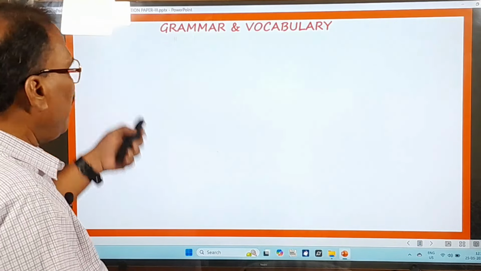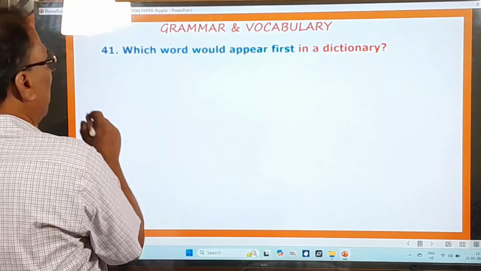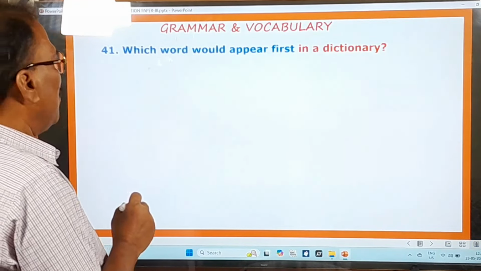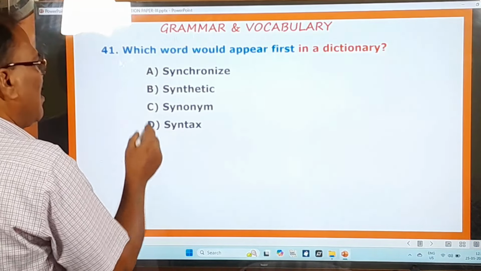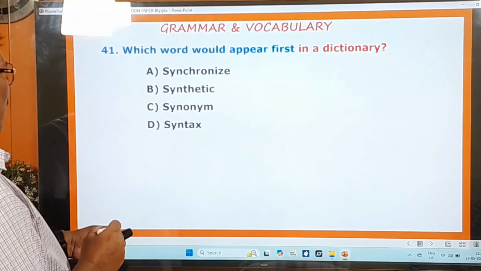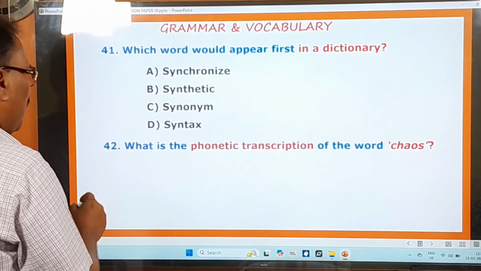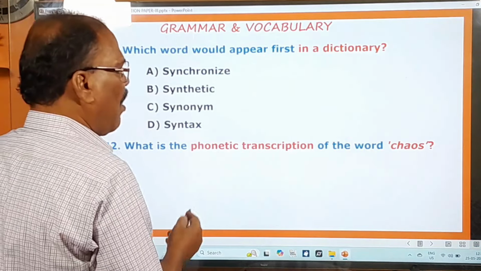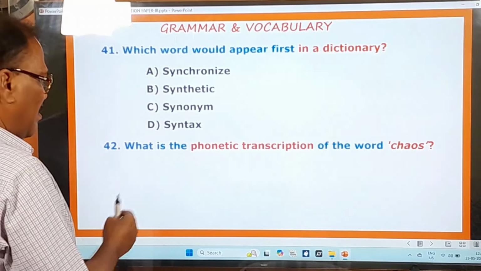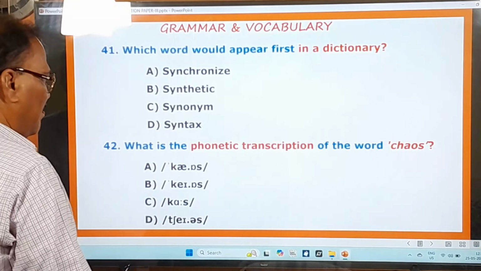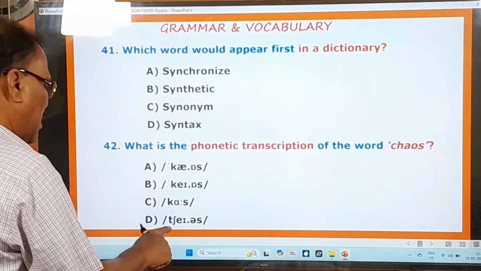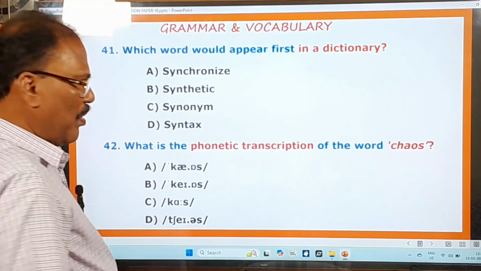You know very well, in the DSC 41st question, which word would appear first in a dictionary? Here are given some options: synchronize, synthetic, synonym, syntax. 42nd question, what is the phonetic transcription of the word chaos? Chaos. Okay, chaos, chairs. Go to other questions.